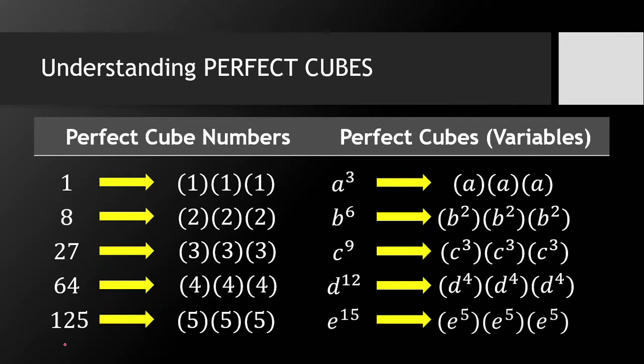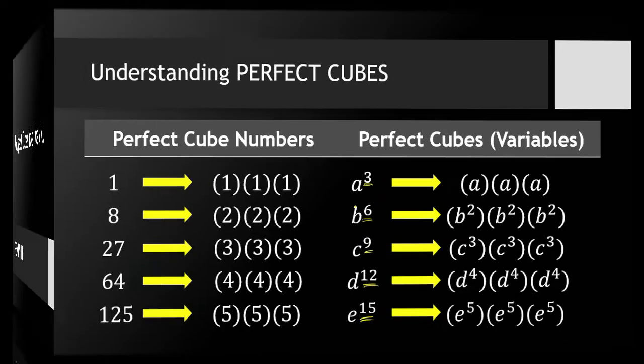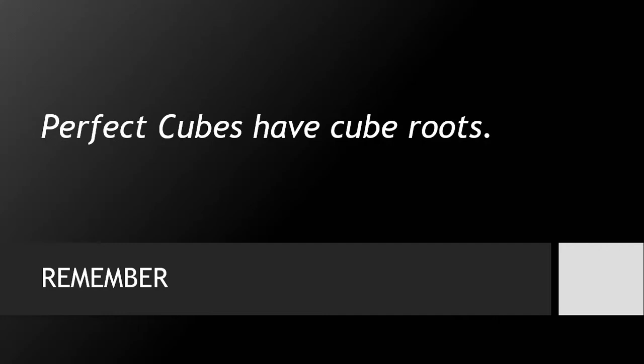Now, one thing more: if we analyze their exponents, what can you observe about them? We can say that their exponents are divisible by 3. So if you see that the exponent of any variable is divisible by 3, then we can say that the variable is a perfect cube. Now let us remember, perfect cubes have cube roots.